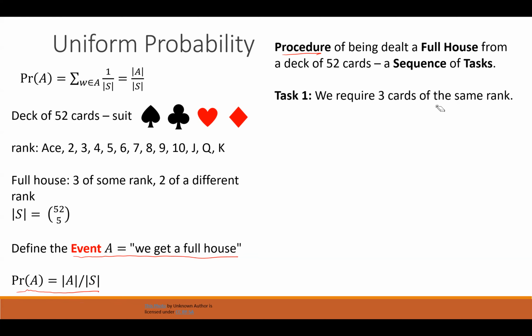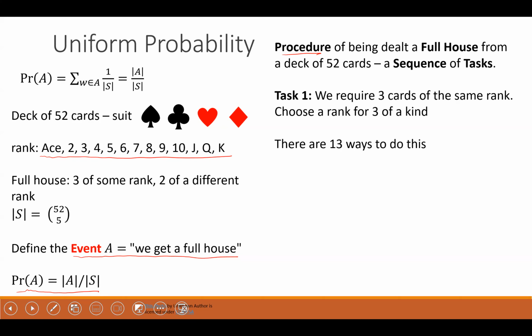Okay, so task 1, we want 3 cards of the same rank. There are 13 ranks to choose from, so I'm going to choose one of them. There are 13 ways to do that, right? 13 choose 1, or just 13. Once I have chosen a rank for those 3 cards, I need to choose which 3 out of my 4 cards to choose, right?